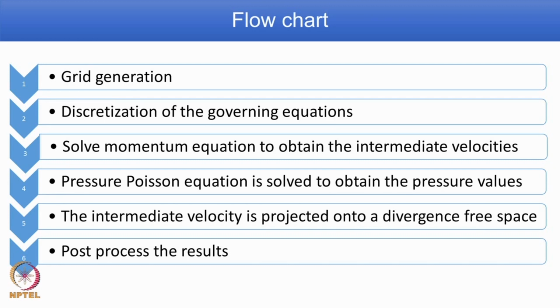Once you get u star and v star, we get the pressure Poisson equation and solve it, again separately. Then the intermediate velocities obtained are corrected by the projection step onto the divergence free space. Once you get the correct velocities, they are post processed to get results and to look into the flow.